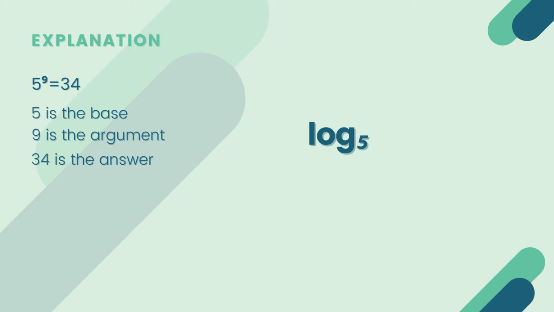After this, write the answer beside log and the base, making it look like this. Logarithm base 5 of 34. The last step is to equate it to the argument. It looks like this. Log base 5 of 34 equals 9.